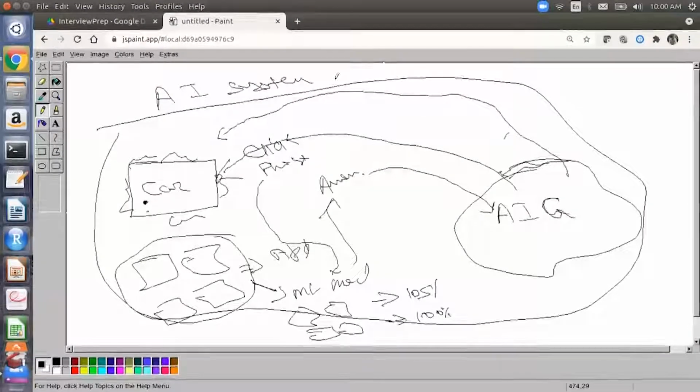So that is how these things happen, because this is a full-fledged system we have done for AIG. So that is an example of an AI system.